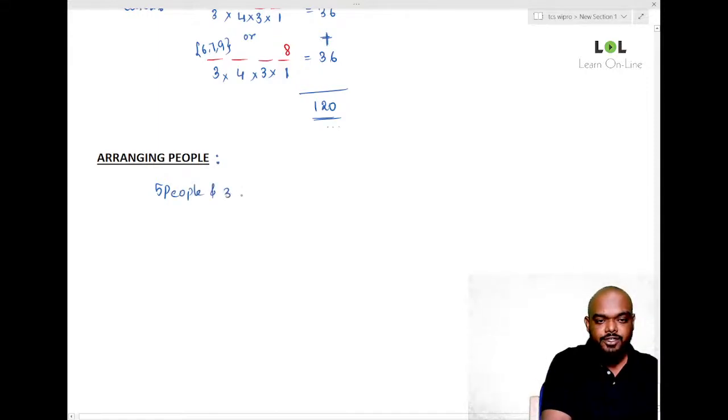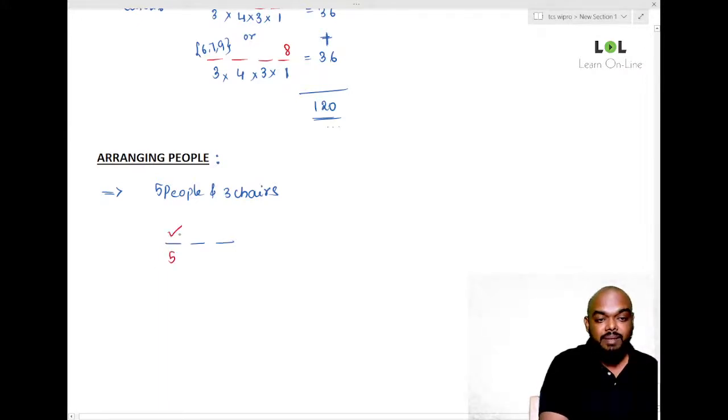And 3 chairs. How many ways can we arrange 5 people in 3 chairs? That will be the question. Observe. 3 chairs means 3 places. How many people are there? 5 people are there. If I want to fill the first chair, I can fill it in 5 different ways.